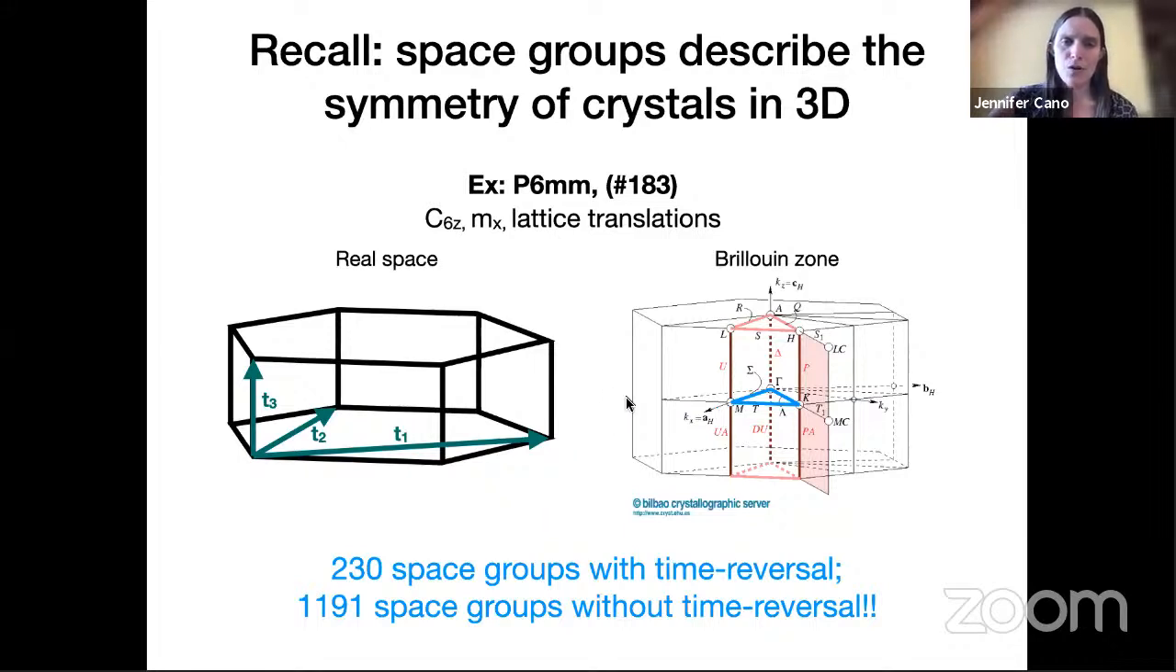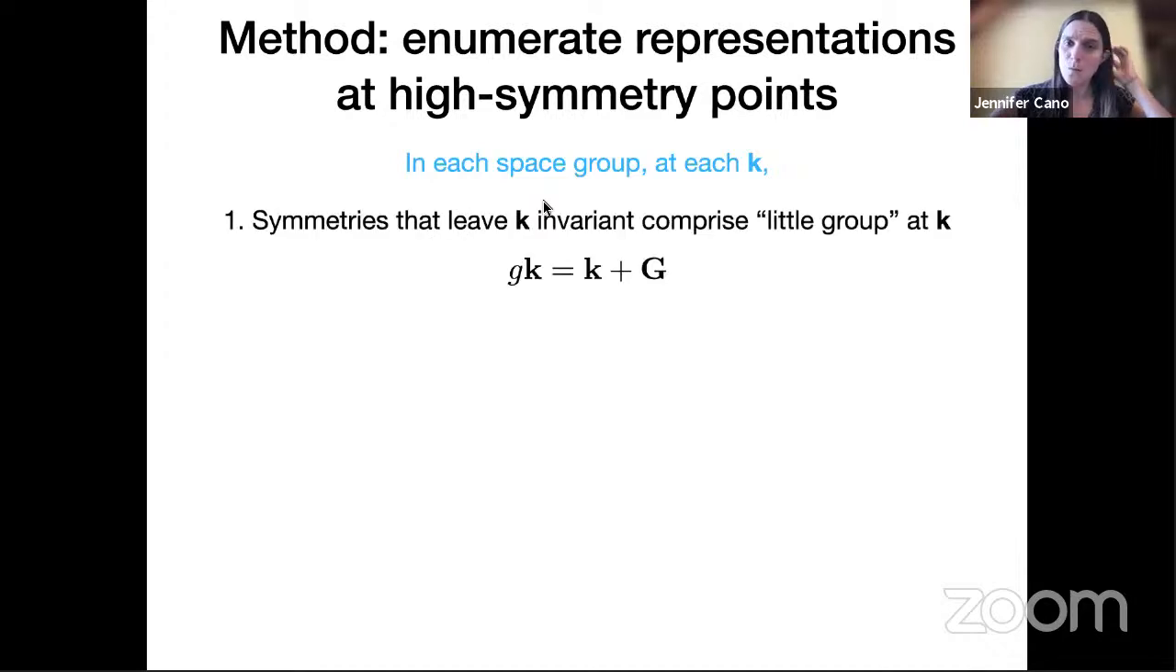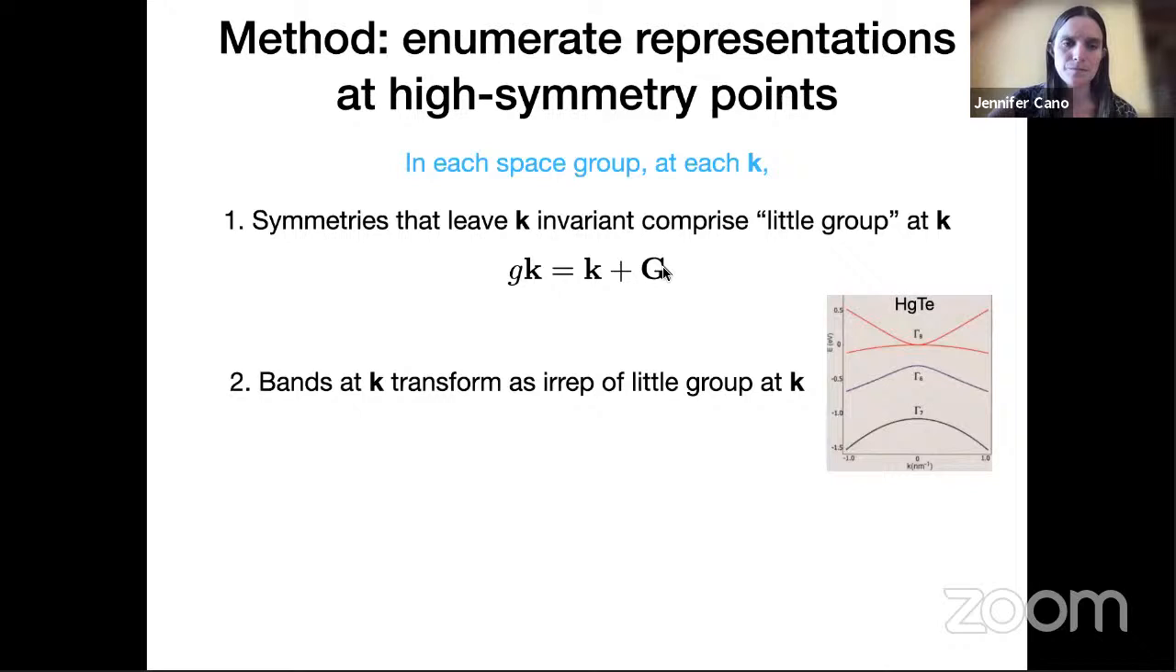Well, first off, we need to recall our discussion on space groups earlier in the week. So symmetry of crystals is classified by space groups. There are 230 space groups. If you don't include time reversal symmetry, you get magnetic space groups, and there are a lot more of these. So what's the method for classifying these types of degeneracies? In each space group, at each K, you have this little group of K, which I defined on Monday or Tuesday, the set of symmetries that leave that K point invariant. This is just saying it can be invariant up to a reciprocal lattice vector.